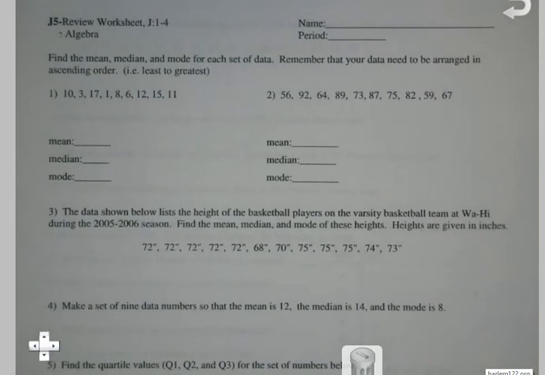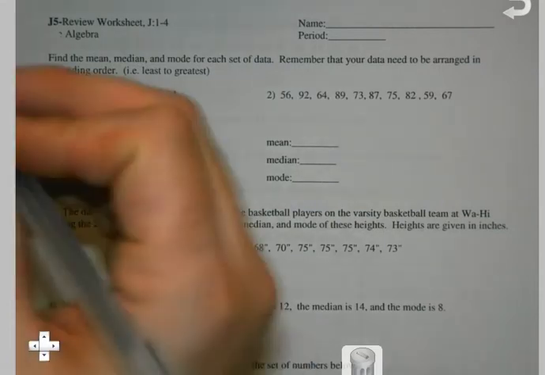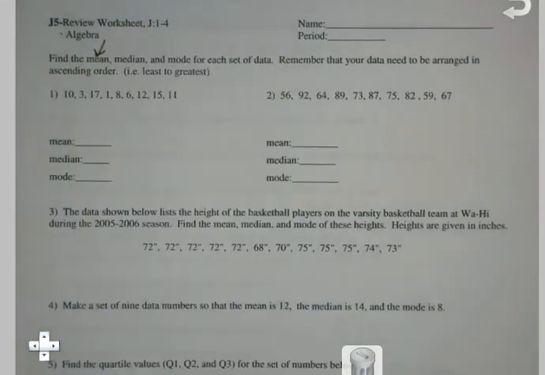This will be our review for our unit test that's coming up. And here at the start, we're just going to be looking basically for mean, median, and mode. Now again, we've got to remember what all these things are. Mean. Now what's mean again?